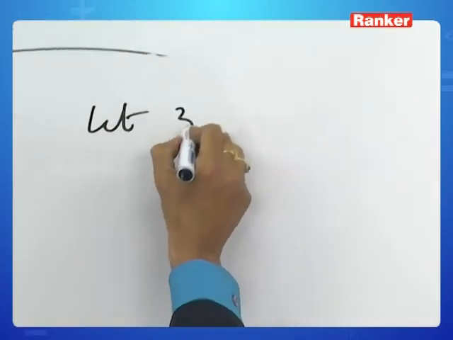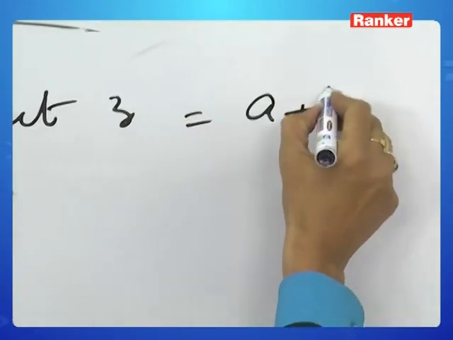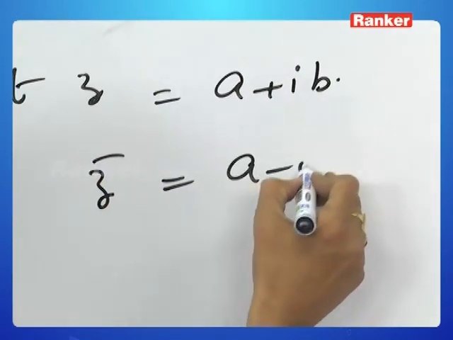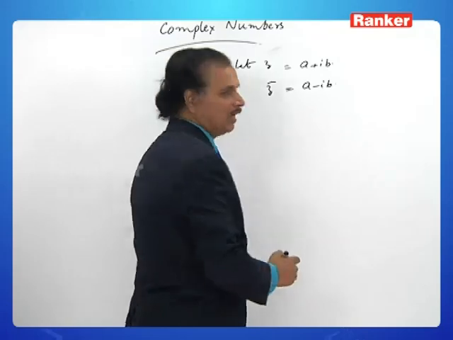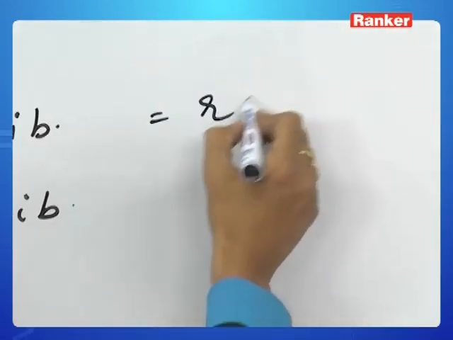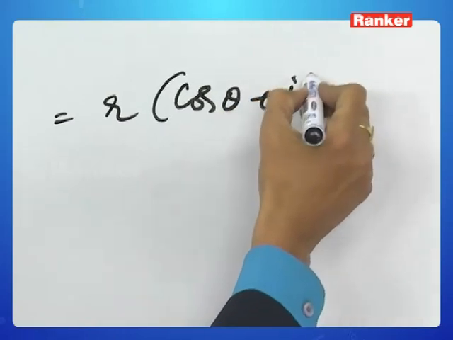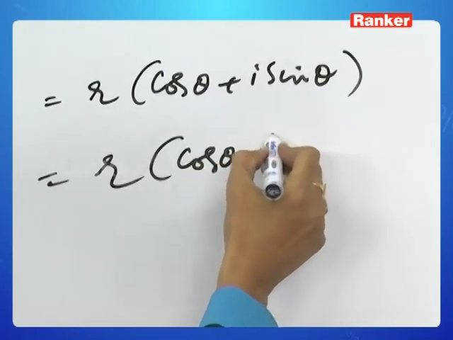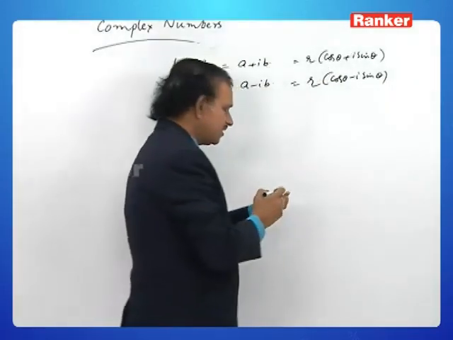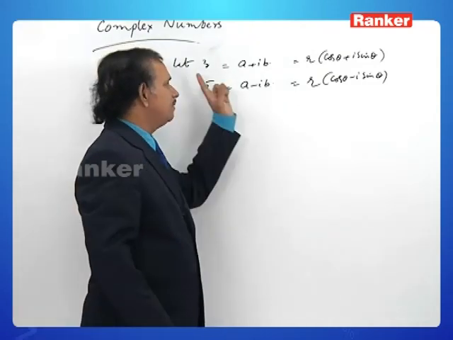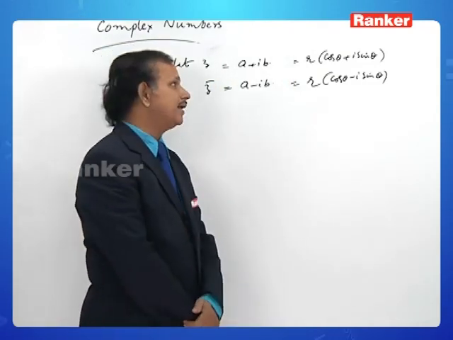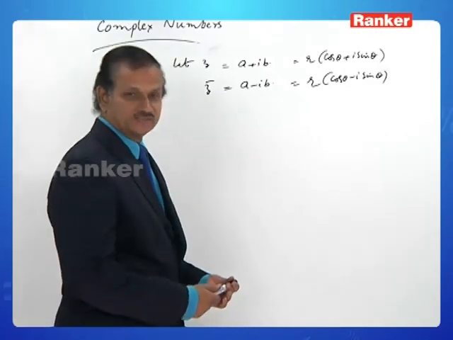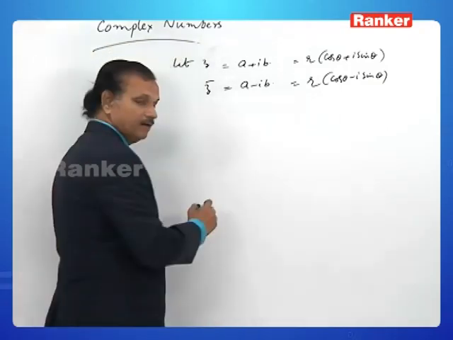Let z is equal to a plus ib. Then what is z bar? a minus ib. Automatically, z is equal to r into (cos theta plus i sin theta), then z bar is r into (cos theta minus i sin theta). What can you observe here? If amplitude of z is theta, amplitude of z bar is minus theta. Isn't it? Right.